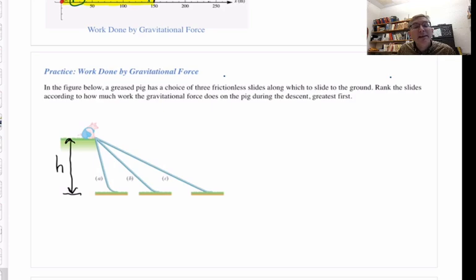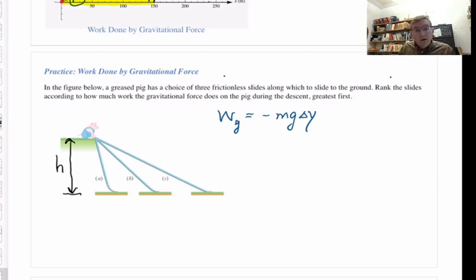Okay, what did you say for the ranking of the W's? W grav for the 3 slides. Let's figure it out. That's what I would ask you to do if it were on a quiz or an exam. You have to justify your work. I'm going to label it WG. Let's use that new formula we just derived: negative mg delta y. Let's use it correctly.